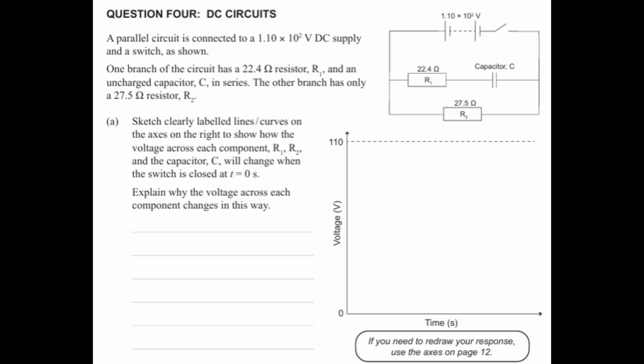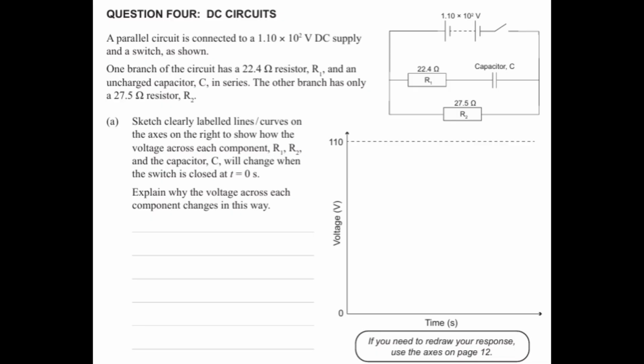Question 4a. A parallel circuit is connected to a 1.10 times 10 to the power of 2 volts DC supply and a switch as shown. One branch of the circuit has a 22.4 ohm resistor, R1, and an uncharged capacitor, C, in series. The other branch has only a 27.5 ohm resistor, R2.